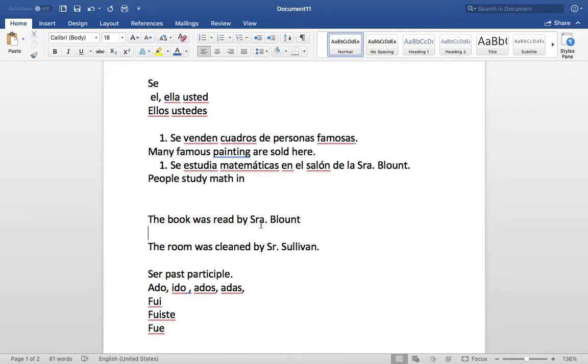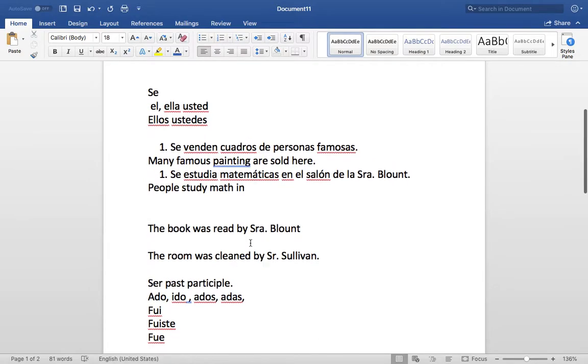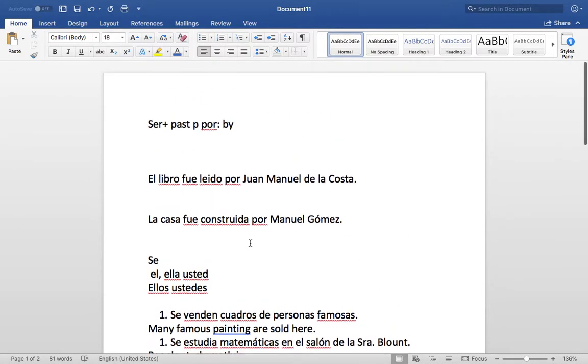Okay, when you say Señor Sullivan cleaned the room, this is no longer voz pasiva. Okay, this is no longer voz pasiva. This one is. All right, so in Spanish, we do the same thing, and this is the formula.